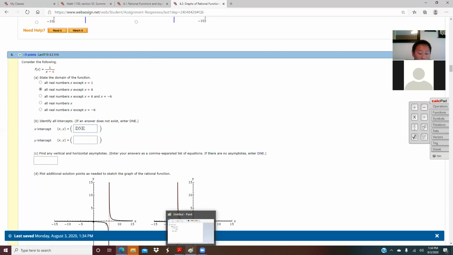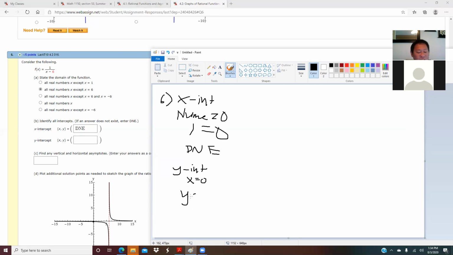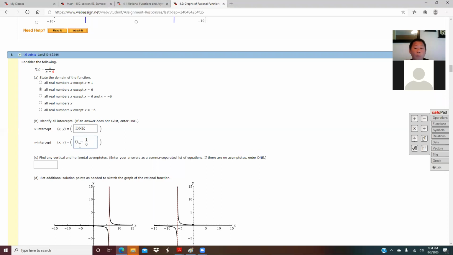For your y-intercept, you need to make all your x become 0. So you set x to 0, y, which is f of x, equals 1 over 0 minus 6, which gives us negative 1/6. So we have a y-intercept. This is (0, -1/6).